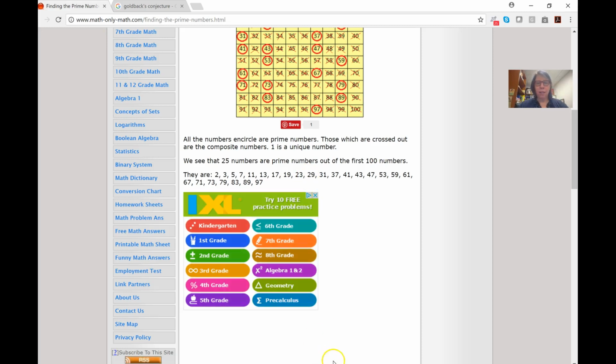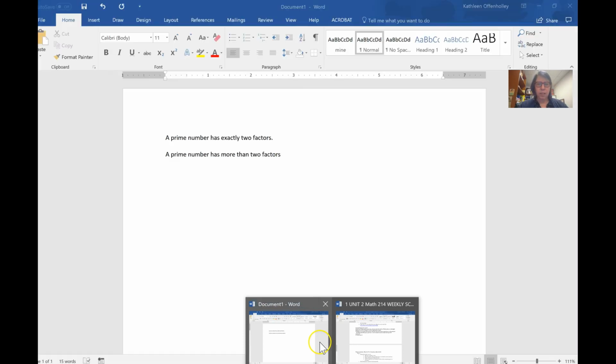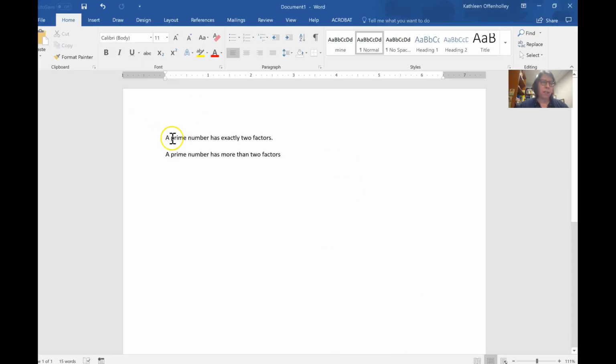What I want to talk about now is this "1 is a unique number" business, and what exactly is the definition of prime. A prime number has exactly 2 factors. So for example, 7 is prime because the only factors of 7 are 1 and 7. Exactly 2 factors. Oh, and this is wrong. This should say a composite number. A composite number, that's the opposite of a prime number. A composite number has more than 2 factors, kind of the opposite.